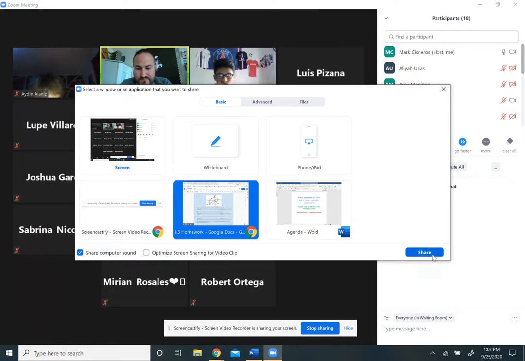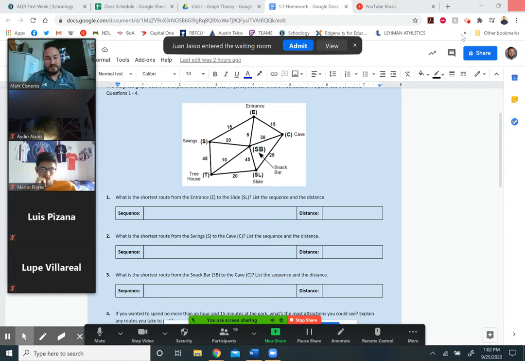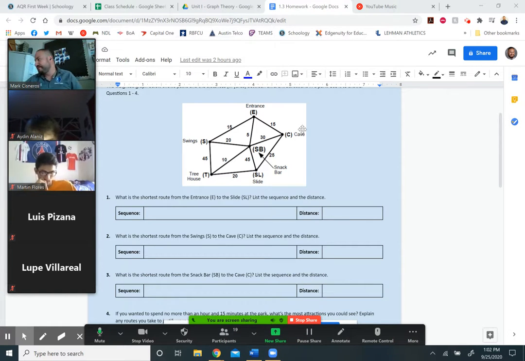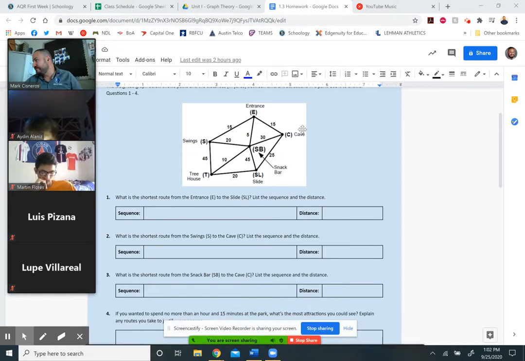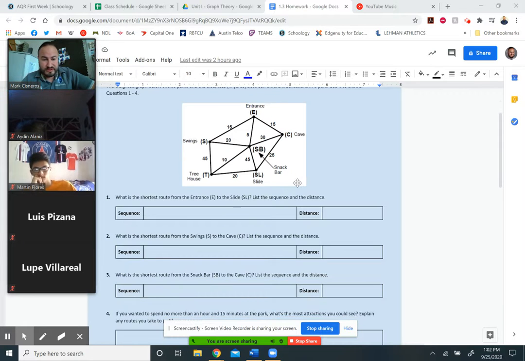Okay, so on the front page, questions 1 through 3. We'll talk about 4 in a second, but questions 1 through 3. The graph there is a weighted graph. It's got numbers on the edges, and the graph shows paths and distances in yards between different attractions in a park. So we're going to use it to answer these questions. And number one was, what's the shortest route from the entrance to the slide?